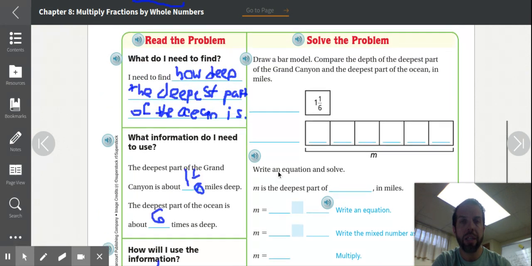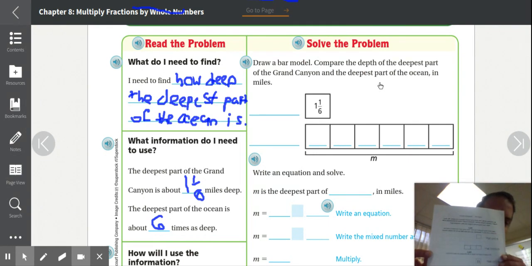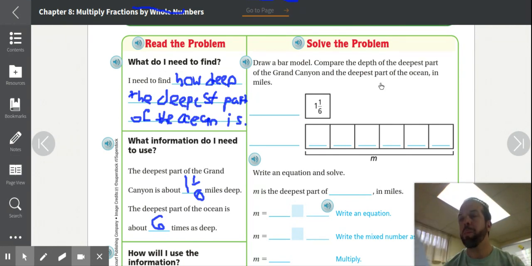All right, and it says draw a model, compare the depth of the deepest part of the Grand Canyon and the deepest part of the ocean in miles. So if you look at your notes here, at this example, look at step number 1. This is important because in this one the model is done for you, but later you're going to have to draw the model yourself. So it says label what is being compared in the story. Draw boxes next to the labels to match the information in the story.